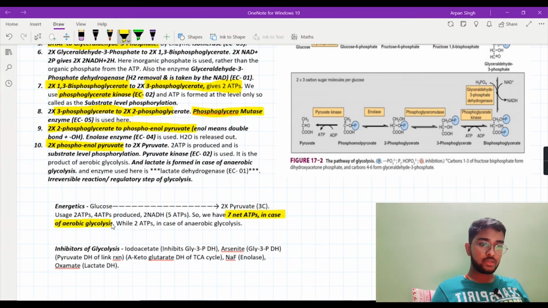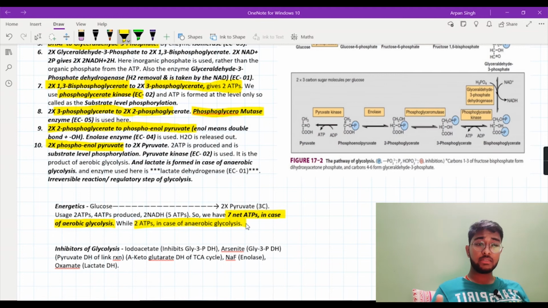While in case of anaerobic glycolysis, as the ETC won't be working in anaerobic organisms, the NADH molecules formed are useless, and no electron transport chain occurs, no reduction oxidation occurs in the mitochondria. So we only get 2 ATPs here in case of anaerobic glycolysis. So this was about the energetics, and at last we have the inhibitors of glycolysis.